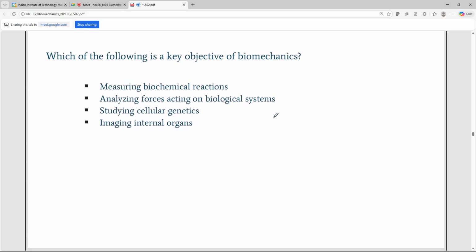Next question. Which of the following is the key objective of biomechanics? Options are measuring biochemical reactions, analyzing forces acting on biological systems, studying cellular genetics, or imaging internal organs. Another simple question.